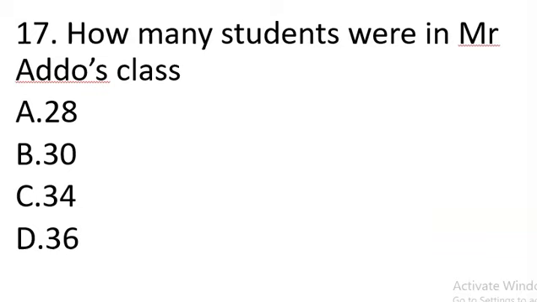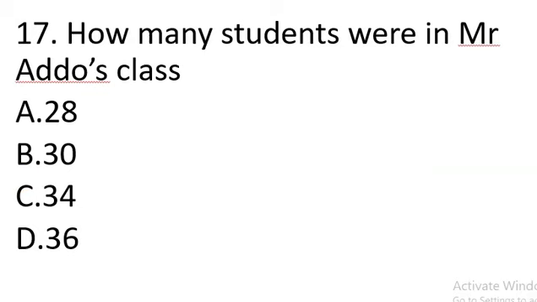Okay, use the graph to answer questions 17 and 18. We have different types of drinks and the number of students who like the drinks. So Sobolo is 8 students, Sprite 2, Coca-Cola 6, Fanta 8. Now the first one, how many students were in Mr. Ado's class? So let's go back to the diagram.